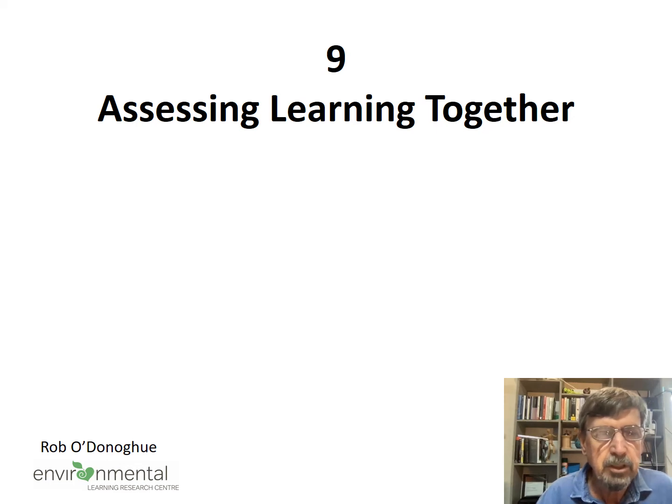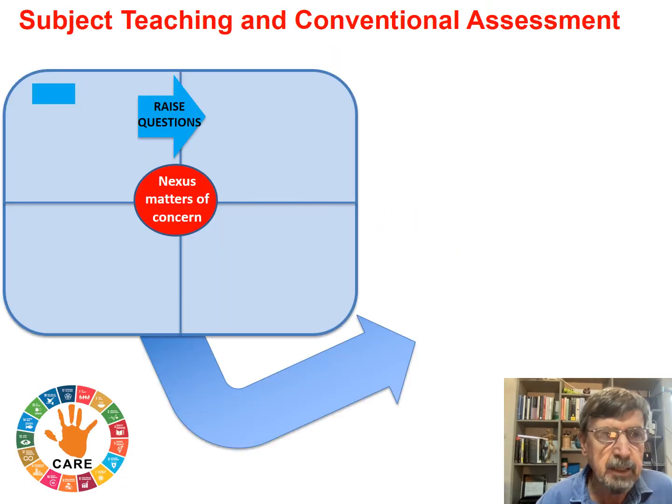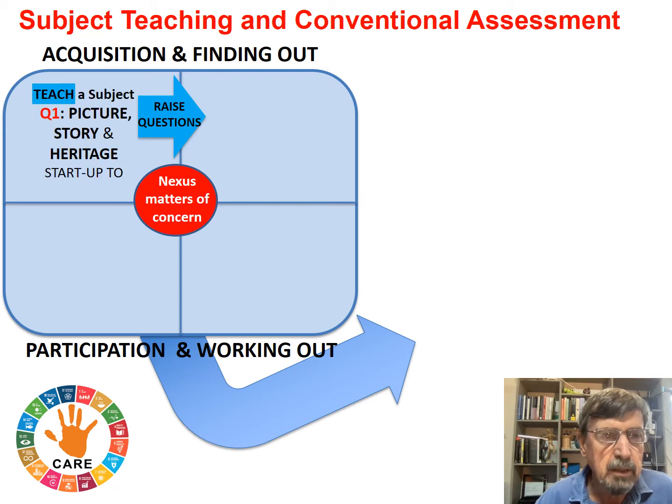On the core question of assessing learning, I added the idea of assessing learning together, raising the question: how do we assess significant learning in the teaching that we're associated with in relation to handprint care? And here, if we take subject teaching and conventional assessment, we raise questions for the acquisition and finding out, and for participation and working out. And we teach a subject, in this case using pictures, stories, heritage as a startup.